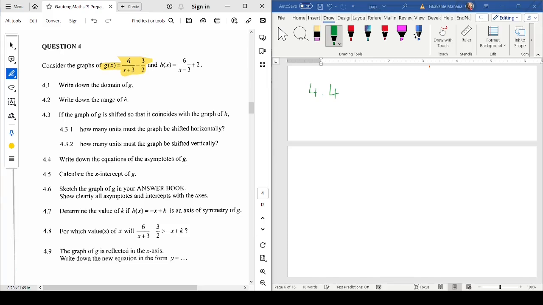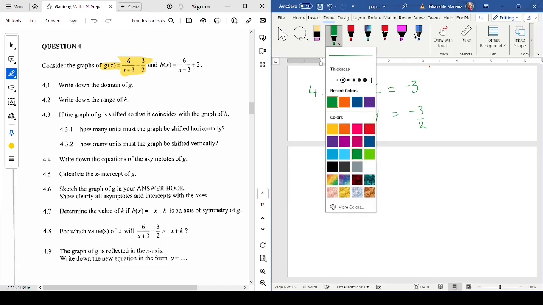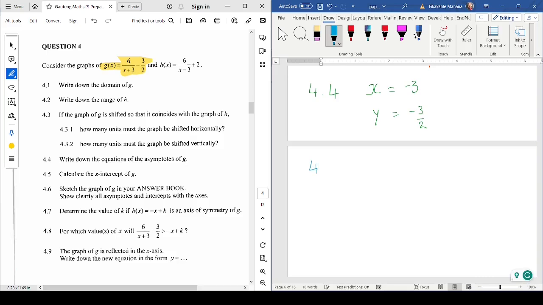Let's start with the x. We've spoken about it. x is equal to the first asymptote, opposite sign, -3. On the y, we take it exactly as it is, which is -3/2. Okay, and then it says calculate the x-intercepts. Let's calculate the x-intercepts as they want. This is now 4.5. Calculating the x-intercepts, we always let y equal 0.